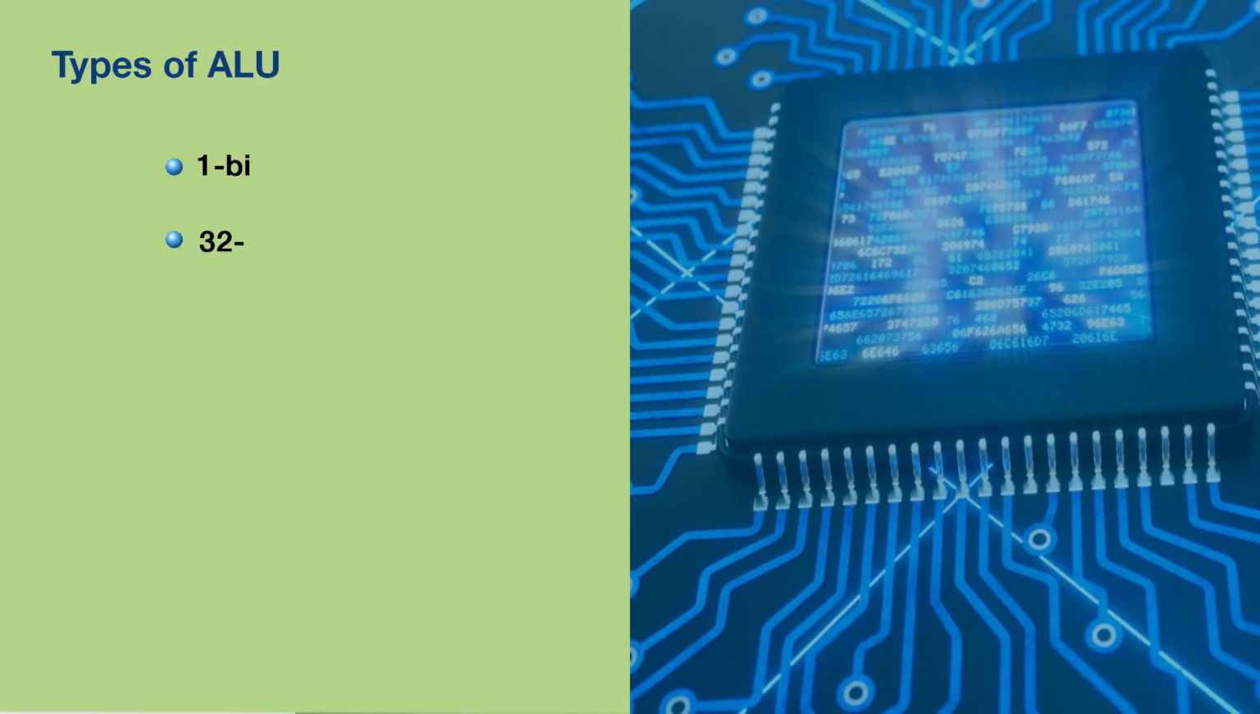Now types. There are many types of ALU, depending on the bits. We will discuss two common types of ALU, that is the 1-bit ALU and the 32-bit ALU. First we will discuss the 1-bit ALU. It is a basic arithmetic logic unit.